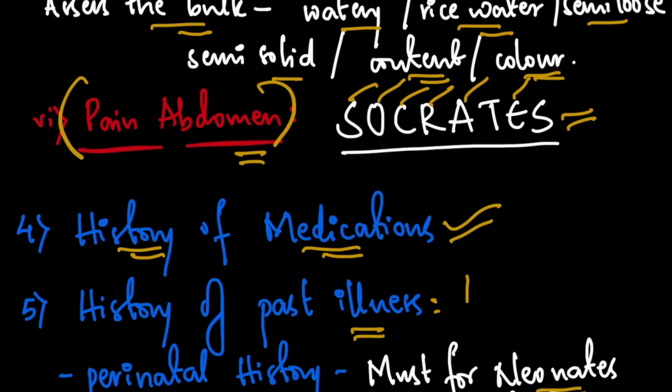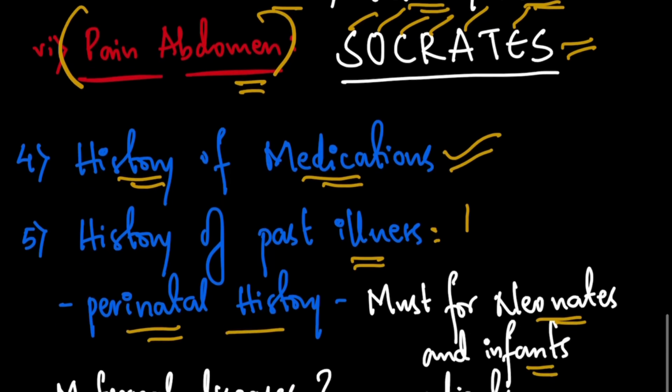neonates and infants. So we'll ask about maternal diseases or any medications received during pregnancy, what the mode of delivery of the child was, and what the birth weight and gestation period of the child were, as well as whether the child had neonatal jaundice or not.